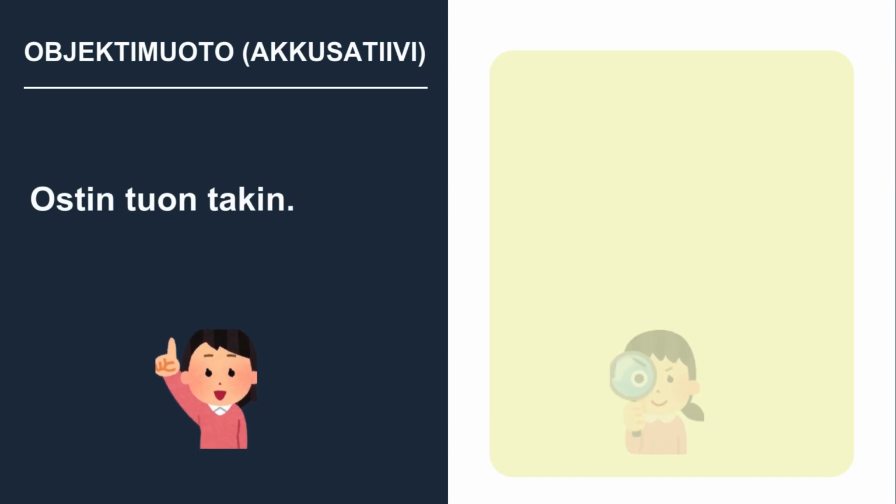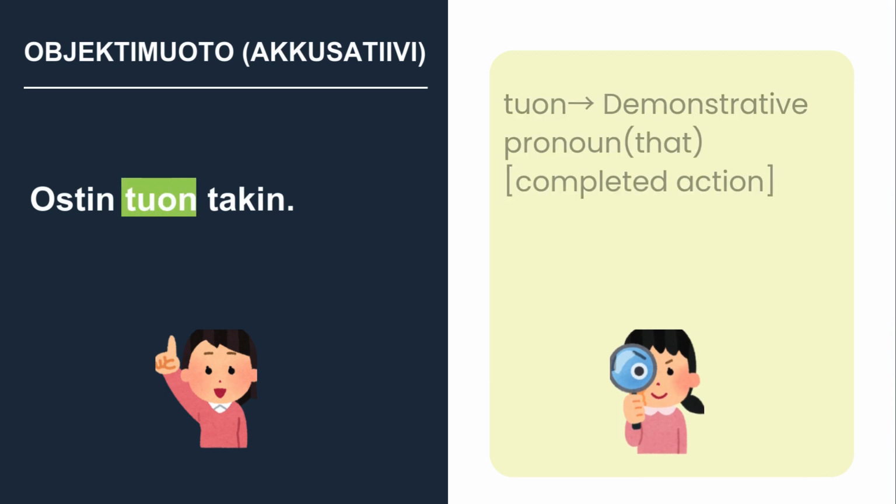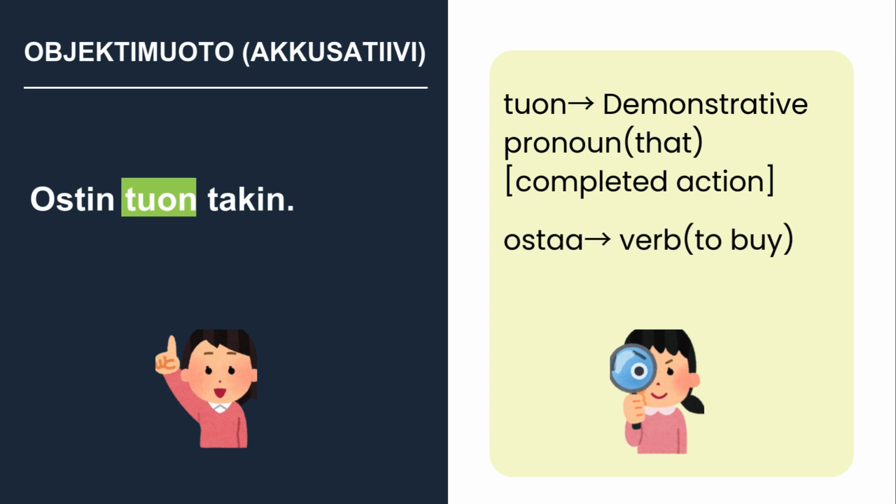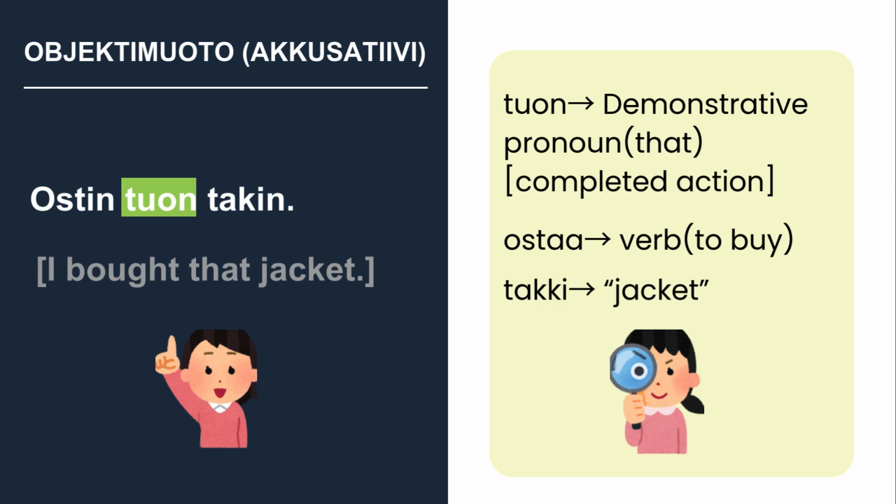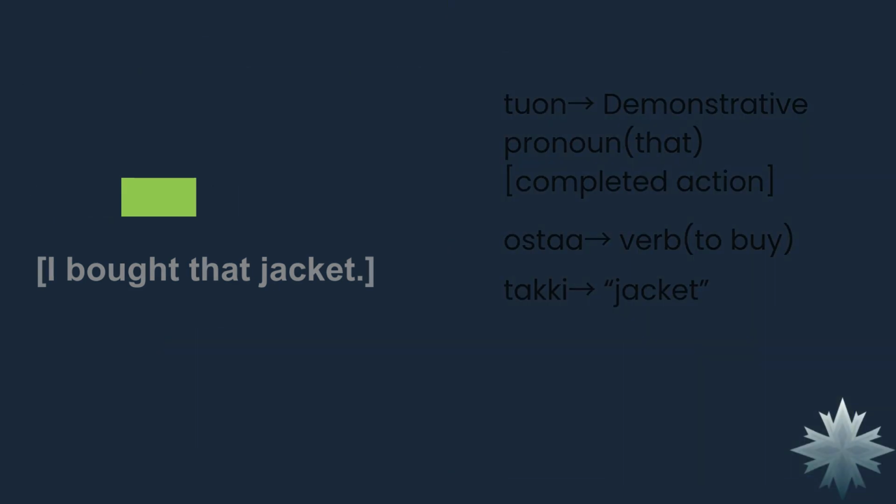Ostin tuon takin. Here, tuon is a demonstrative pronoun which means that. Ostin comes from the verb ostaa, means to buy. Takki means jacket. So, ostin tuon takin means I bought that jacket. Now, in this example sentence, tuon is used because it refers to a completed action.